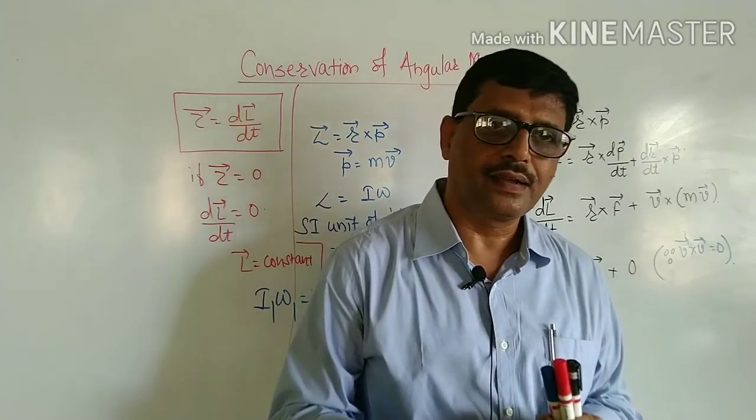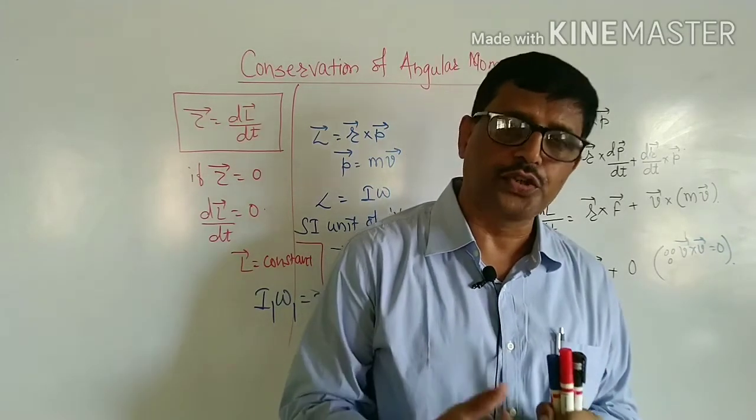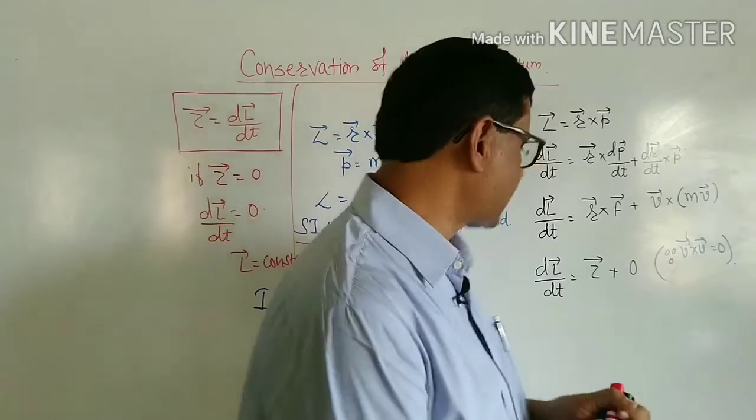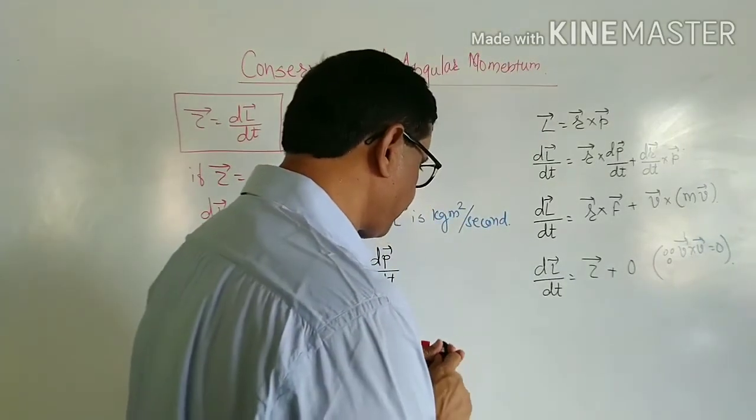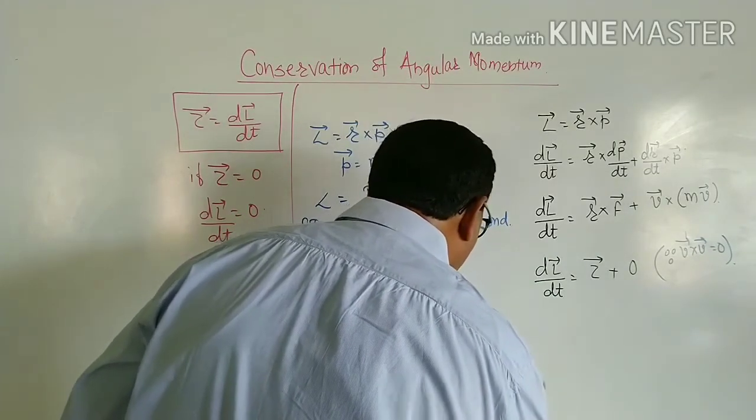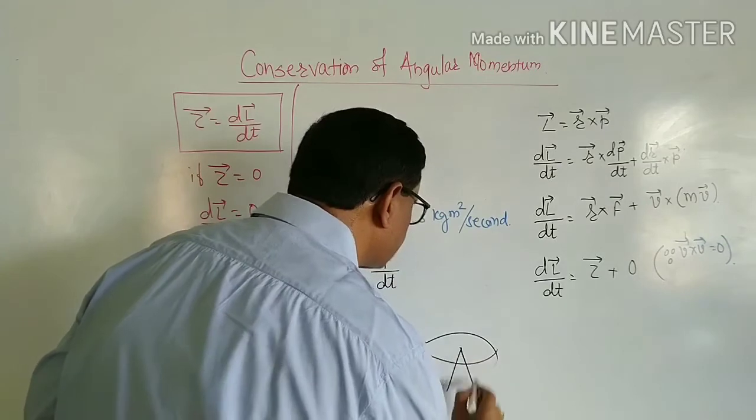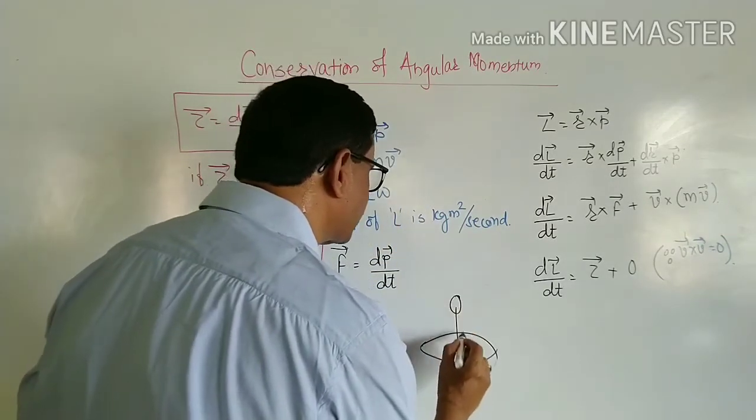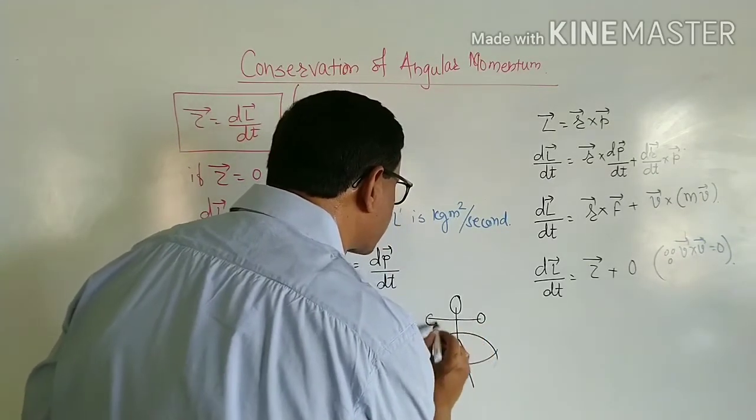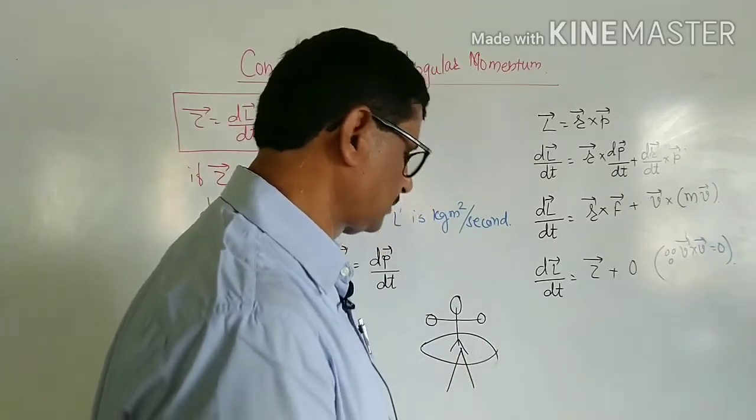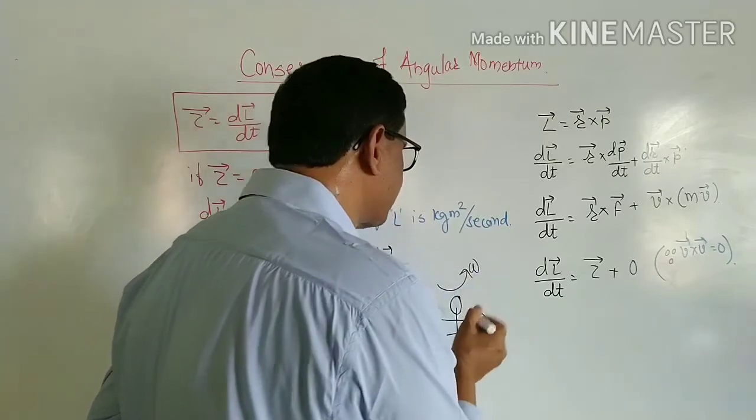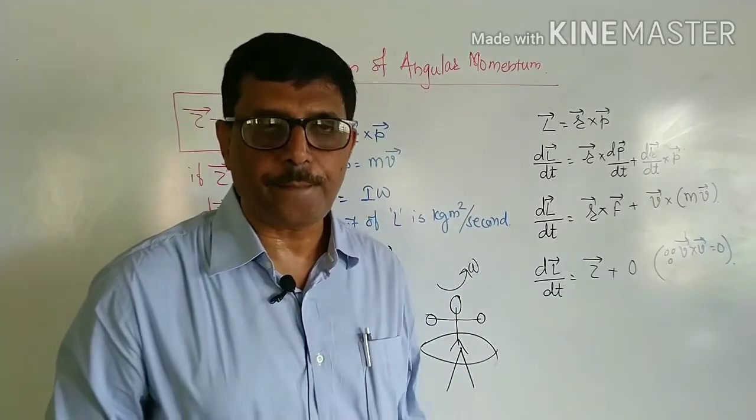You can observe so many examples of the law of conservation of angular momentum. The best and simple example is a person standing on a rotating table. Let us consider a rotating table. A person is standing on this rotating table. Now, with outstretched hands, the person rotates with some constant angular velocity omega.